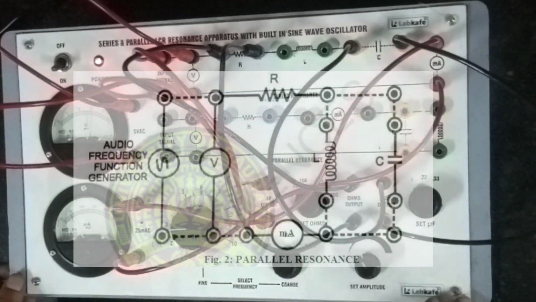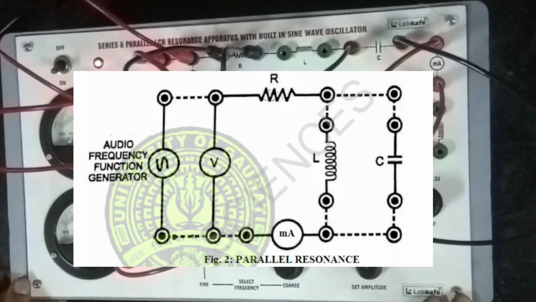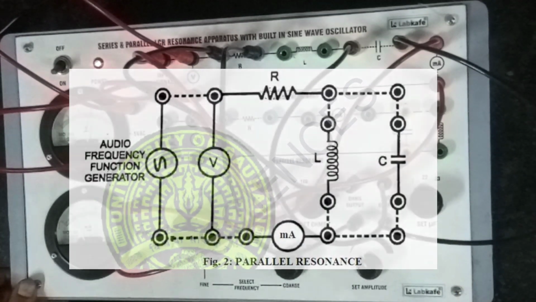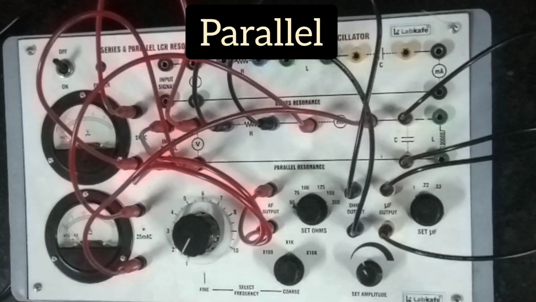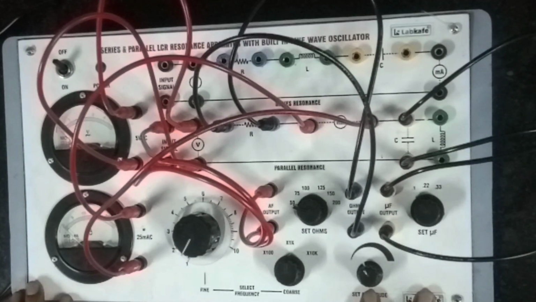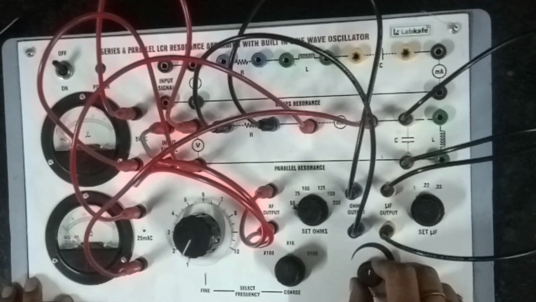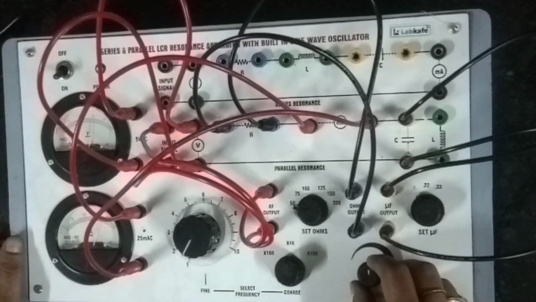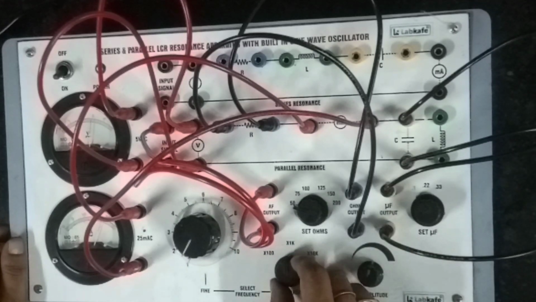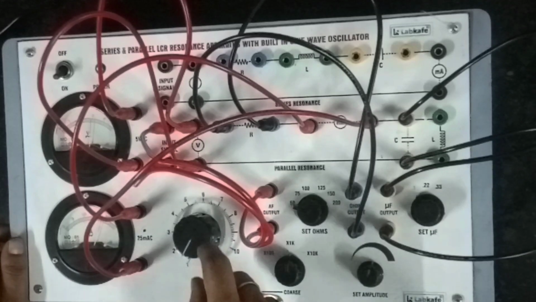Similarly, we will set up the parallel LCR circuit now. Now that we have already set up the circuit diagram as given, we will again repeat the procedure similar to the series connection. First we will set the voltage at 3 volt and 1 kilohertz.